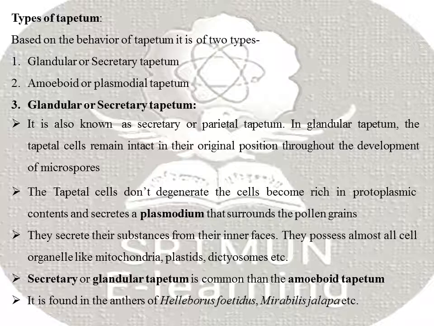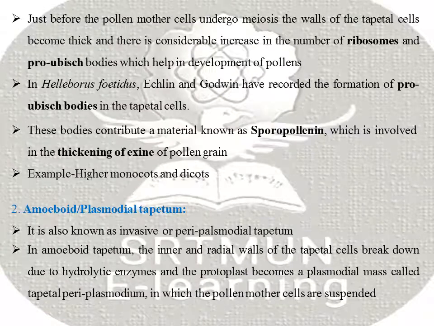They secrete their substance from their inner face. They possess almost all cell organelles like mitochondria, plastids, dictyosomes, etc. Secretory or glandular tapetum is more common than the amoeboid tapetum. It is found in the anthers of Helobiales, Fabales, Myrtales and Juniperus.